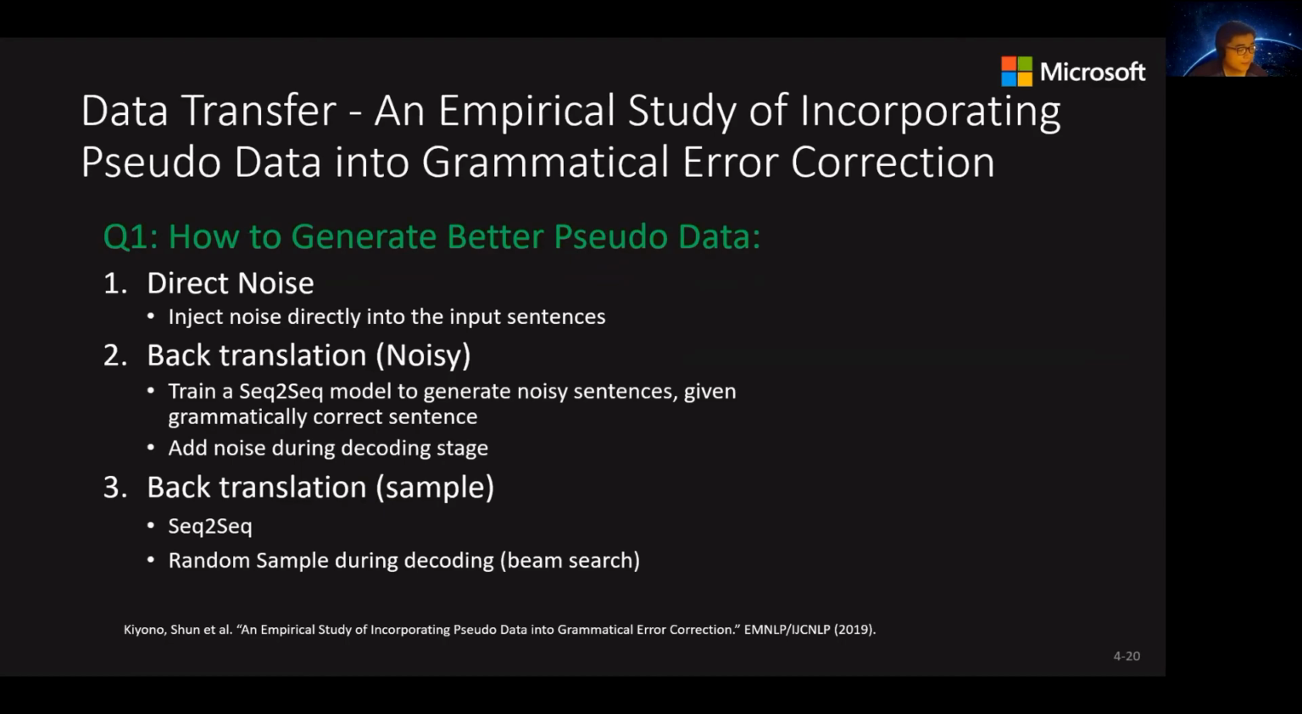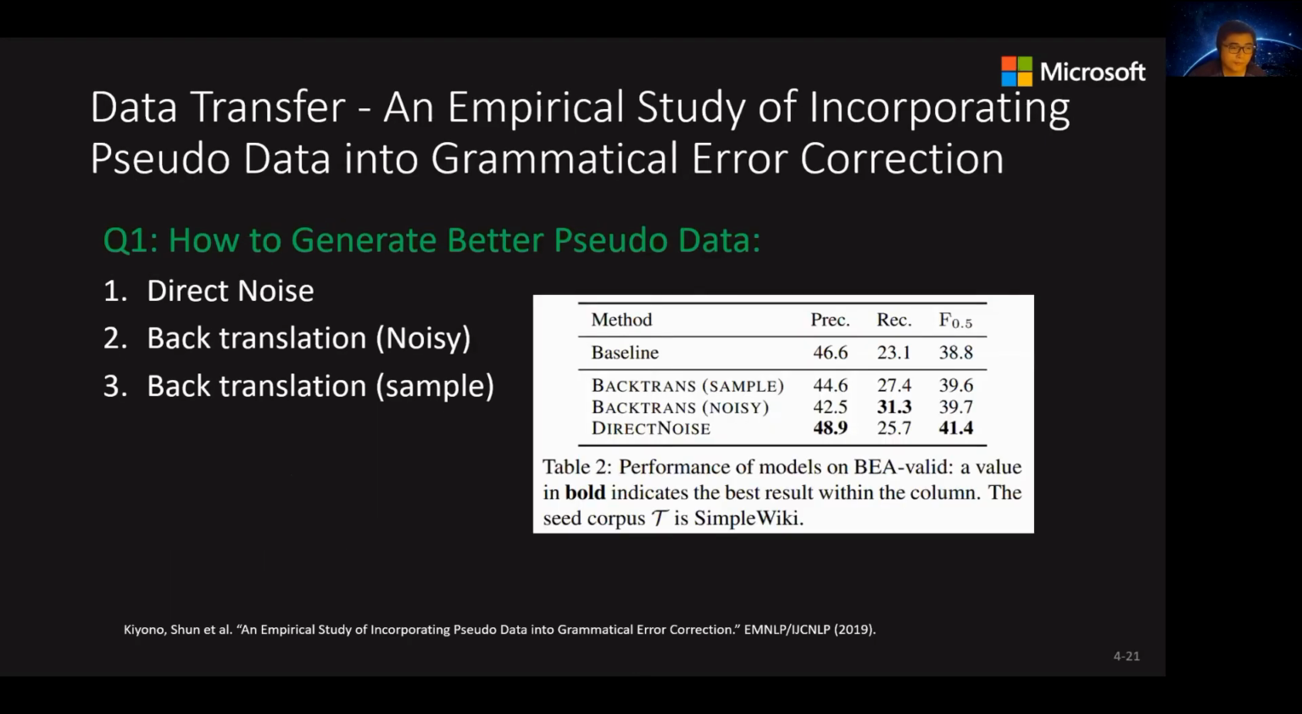contents. And third, back translation sample. Similar to the back translation noisy, it also trains a sequence model to generate noisy sentences. The difference is that during the decoding stage, it uses random sampling from the beam search results. From the table here, we can see that the simple direct noise shows better performance compared with the other 2 back translation-based approaches in terms of fluency score.